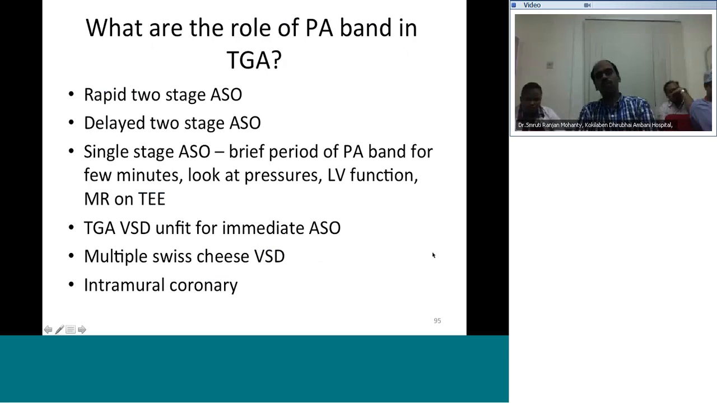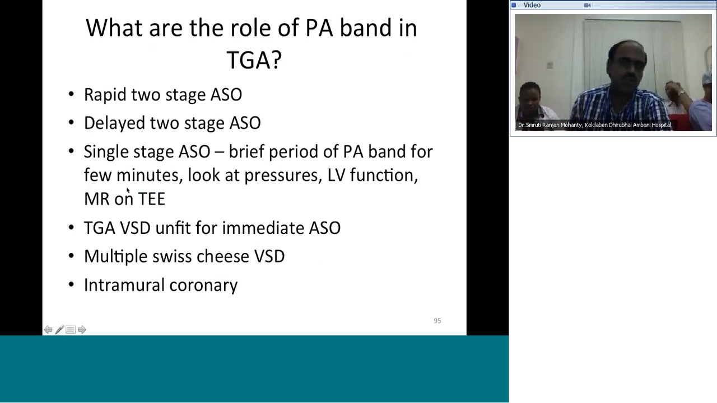When will you do a PA banding in a transposition? Rapid two-stage arterial switch: you do a PA banding plus or minus BT shunt, and within about 1 or 2 weeks you take up the patient for the arterial switch operation. This is called rapid two-stage arterial switch, done in the same admission. Delayed two-stage arterial switch means you do the PA banding, discharge the patient, get the patient back after 6 months, and then do the arterial switch.